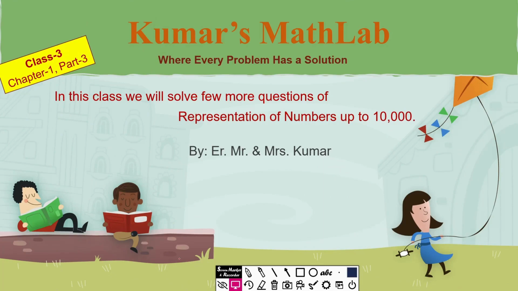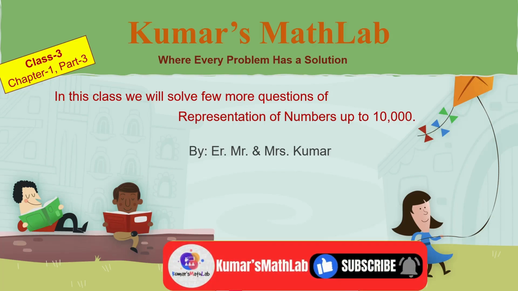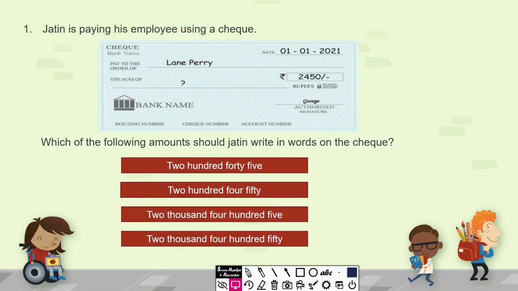This is Class 3, Chapter 1, Part 3. In this class, we'll solve a few more questions on representation of numbers up to 10,000. So, let's get started. Jatin is paying his employee using a check.